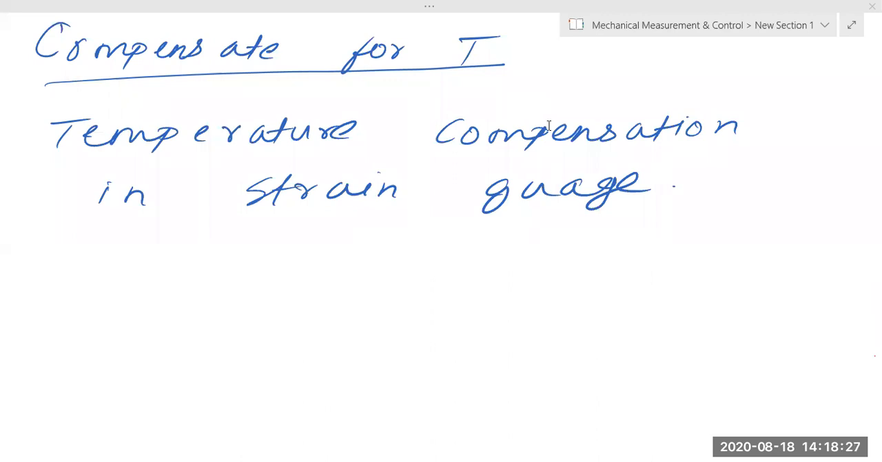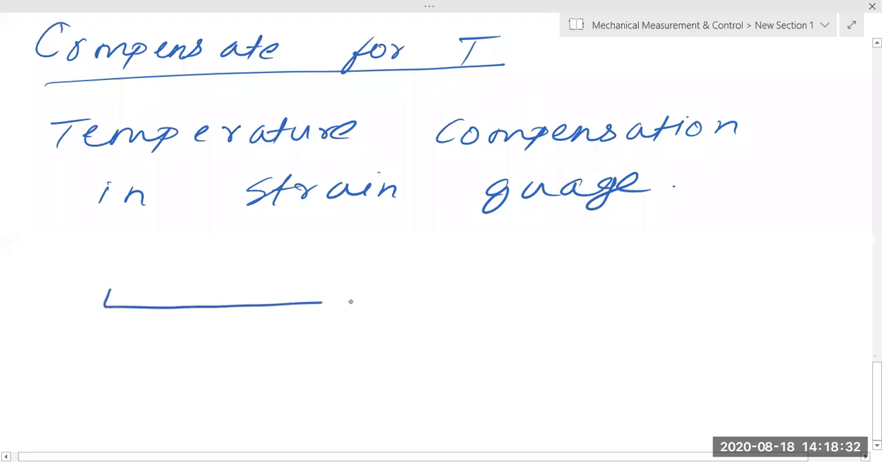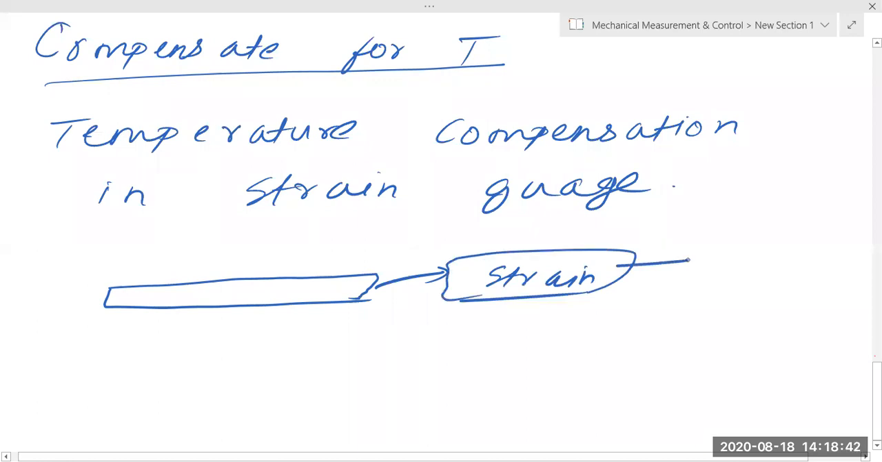Okay, and one more thing I'd like to add. See, suppose this is my bar whose strain I want to measure. You can also say, rather than strain, you can even write force, because force is proportional to stress, and stress is proportional to strain. So whenever there is force induced, automatically there will be strain induced.